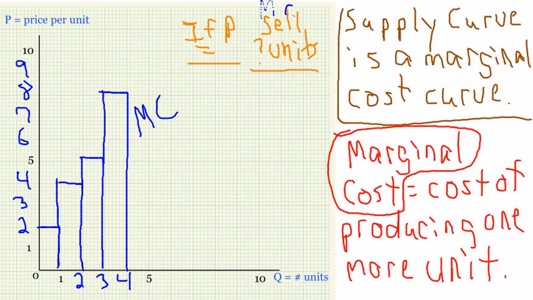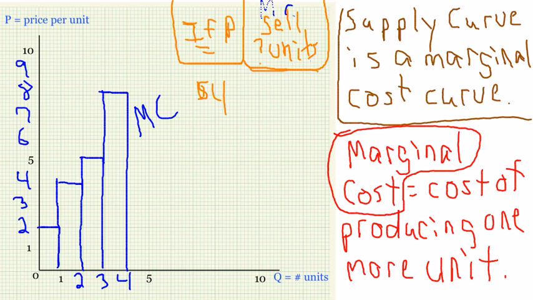Now let's do a little thought experiment. Let's just assume that the price that you can get by producing and selling these units is $4. What we want to ask then is how many units we want to sell. We know how much it costs to produce each unit, and we're saying the price we get is 4. So how many units do we want to sell?